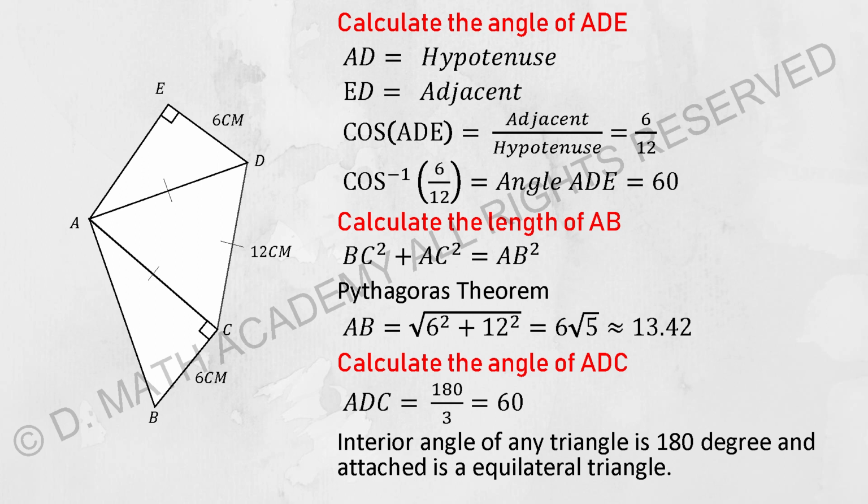Whereby for you to calculate AB's length, since it is at the hypotenuse side, you can use the Pythagoras theorem whereby BC squared plus AC squared equals AB squared. And for you to calculate angle ADC, since it is an equilateral triangle, just take 180 divided by 3, then you will get the interior angle as 60.